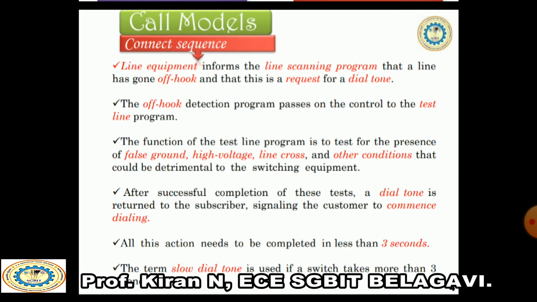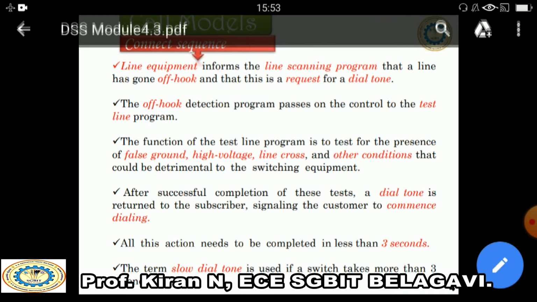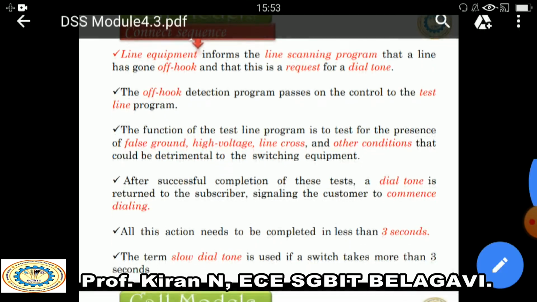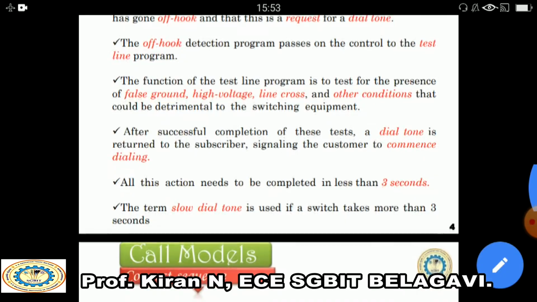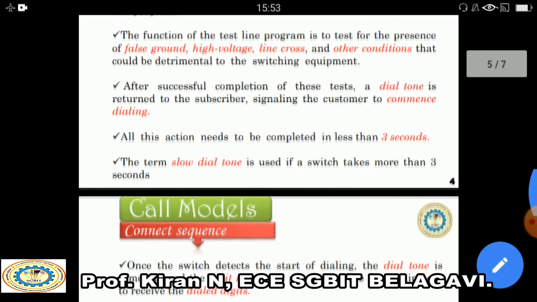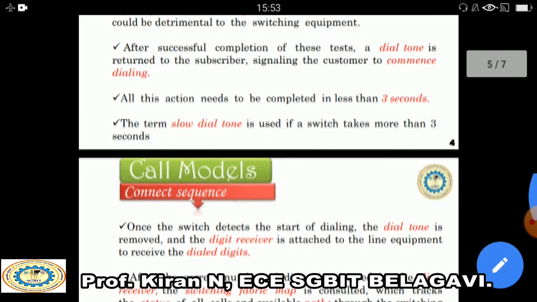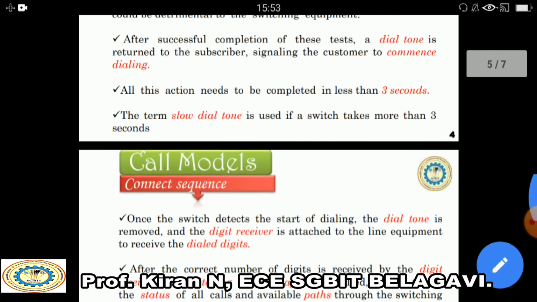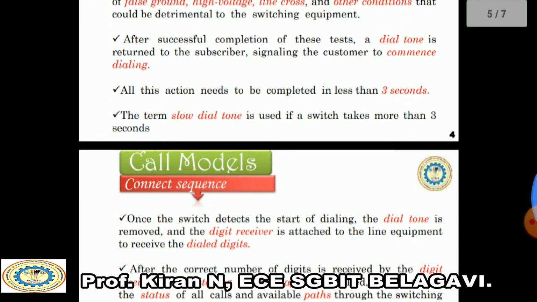On receiving the correct digits by the digital receiver, the switching fabric now maps and consults with the tracks that keep the status of all the calls and the available paths through the line switching fabric. So here it checks the available path. Once the digits are received by the line equipment, it assumes the path is being established between subscriber A and subscriber B.